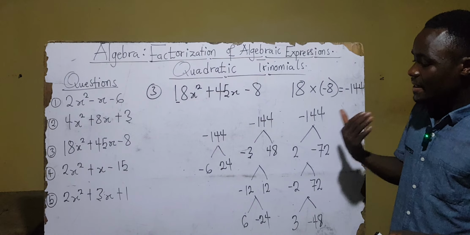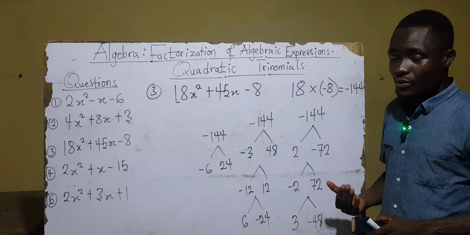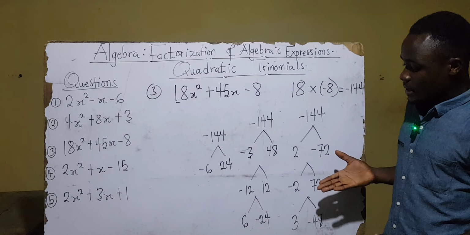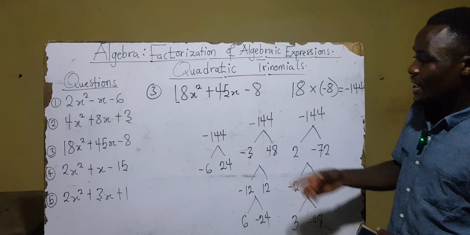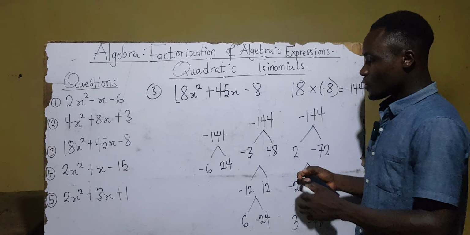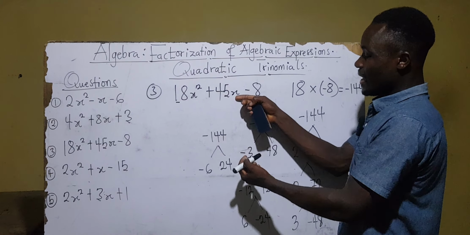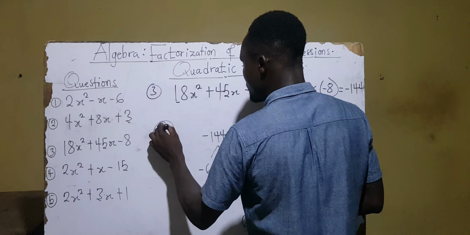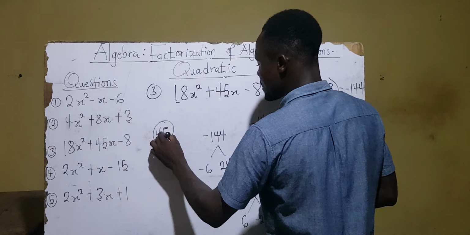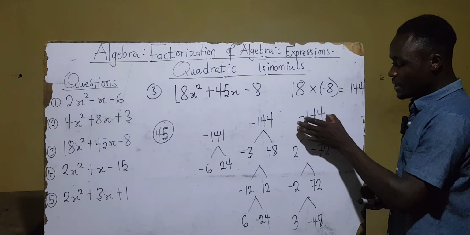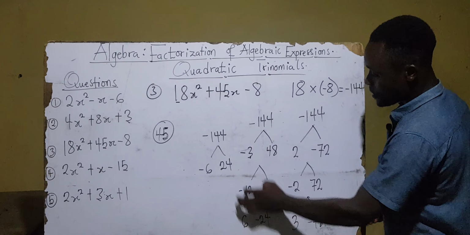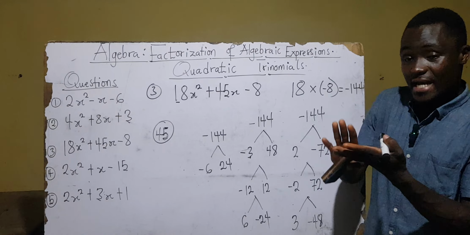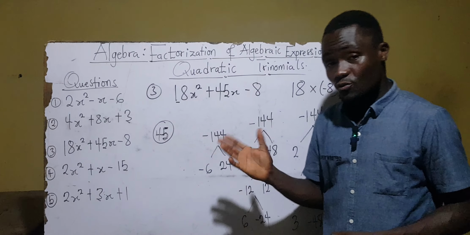All right, now after identifying the factors, what we are going to do is look for the pair of factors such that when we add them, we will get the coefficient of the variable x here. So now we are going to identify the coefficient of x here, which is 45. We are going to select something here. Now among the factors of negative 144, which of the pairs, when we add, will definitely give us 45? That's what we are going to look for.